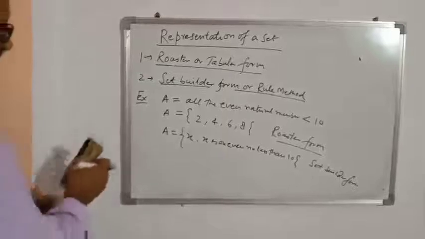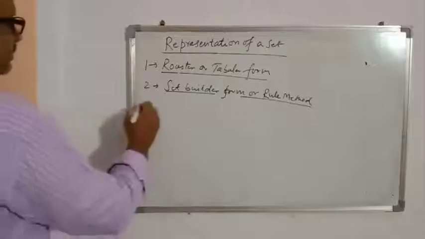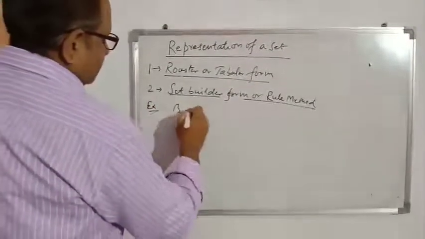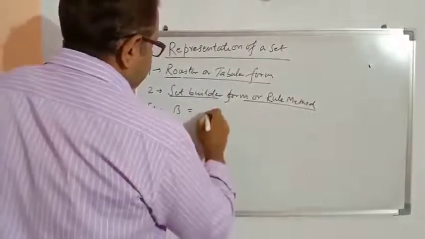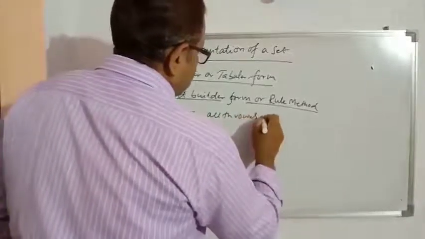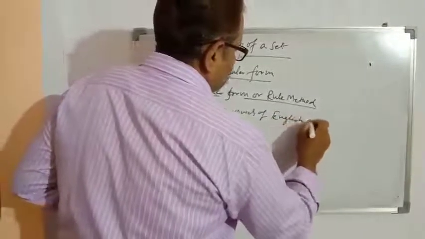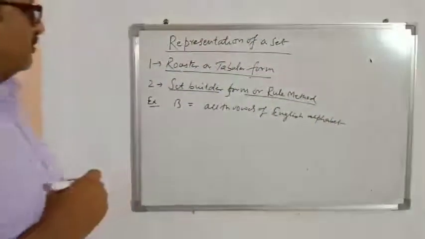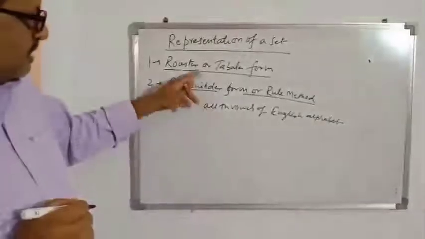Take one more example. Next example. Suppose another set B is all the vowels of English alphabet. One set is all the vowels of English alphabet. How we will write it in the roster form?